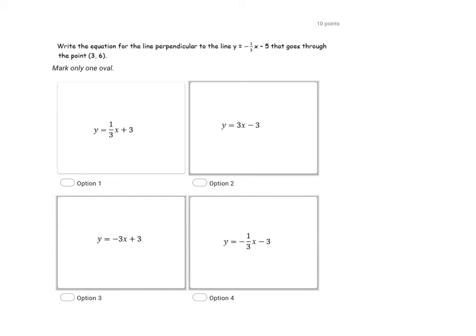Now in this problem, they're asking me to write the equation for the line that is perpendicular. So lines that are perpendicular have opposite reciprocal slopes. So if I look at this line, it has the slope of -1/3. So the opposite reciprocal is going to be opposite, so it's going to be plus. And reciprocal means instead of 1/3, that's going to be 3/1. 3/1 is simply just 3.